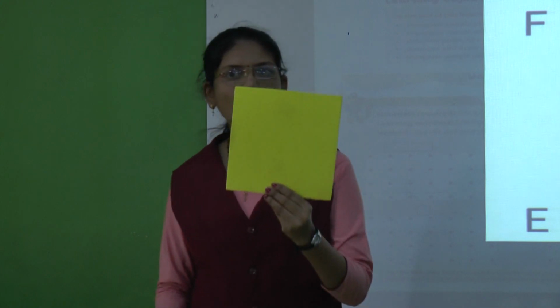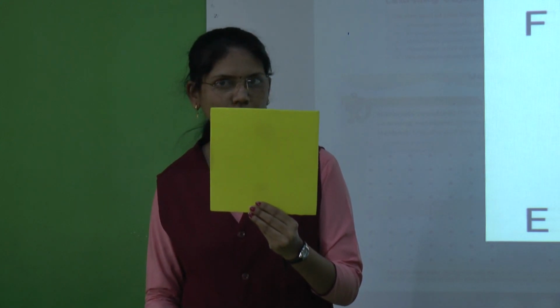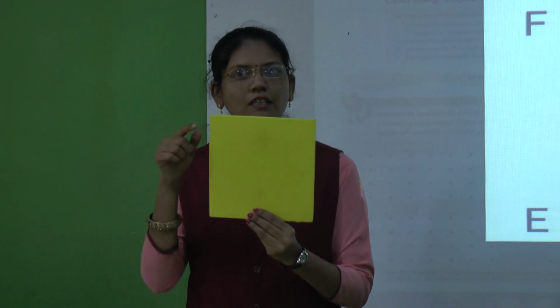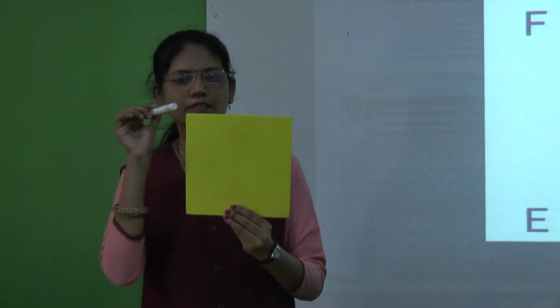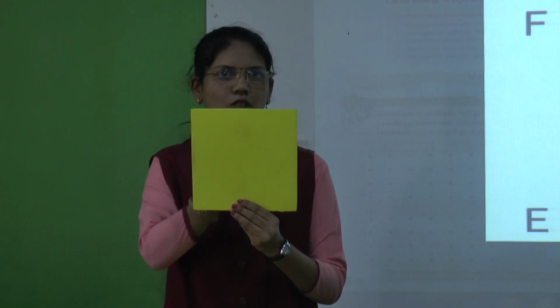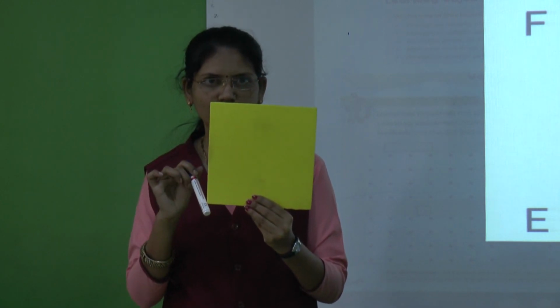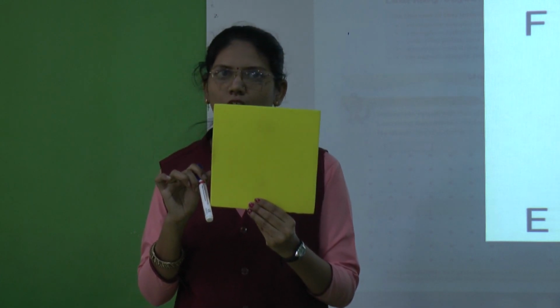Now see, all the sides are equal, isn't it? See carefully, all the sides of a square are equal. Then how many corners does it have? 1, 2, 3, 4. It has 4 corners.